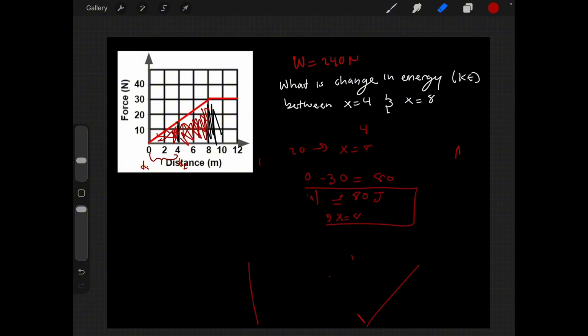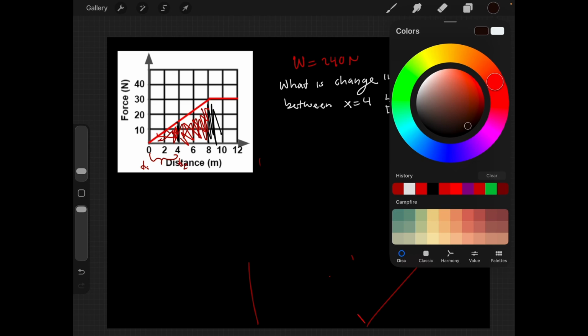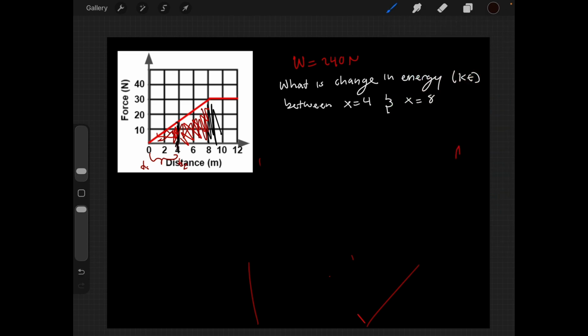An instance that we see that is really popular on the AP exam is it will ask us, given this graph here, to evaluate it, and it'll ask us the change in energy between position 4 and position 8. So what we're going to do is start at position 4, and evaluate the area under the curve, which we just established would be our work, so our change in energy between x equals 0 and x equals 4.